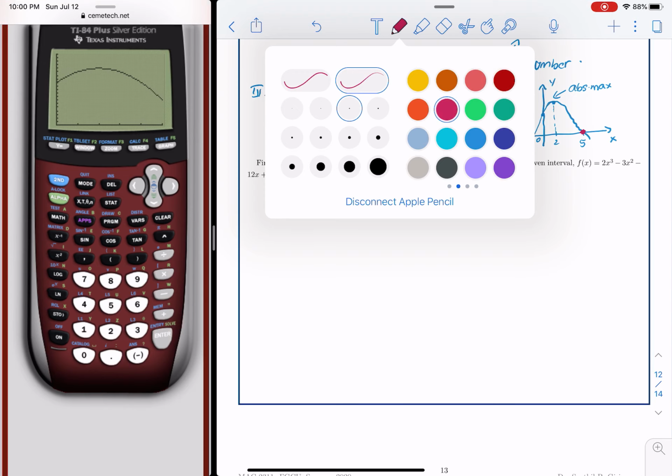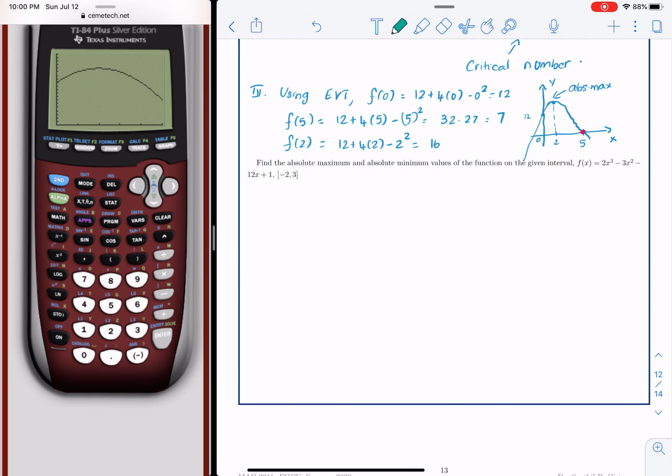So graphing is very useful when it comes to a problem dealing with maximums and minimums. Here we have a cubic polynomial and the interval is -2 to 3. The very first step is to find the derivative. And that would be 6x squared minus 6x plus 12, because the derivative of 1 is 0. The domain is -2 to 3.